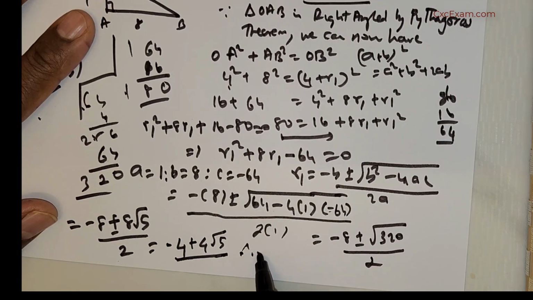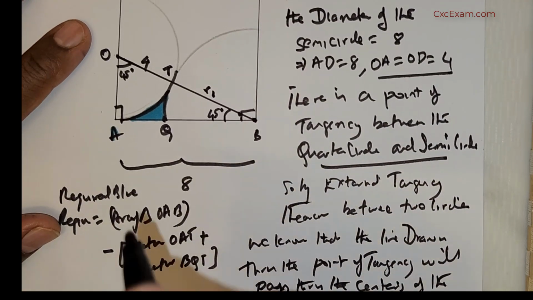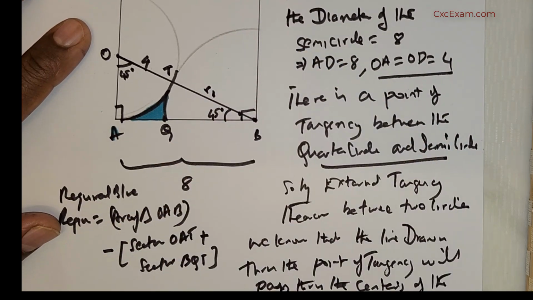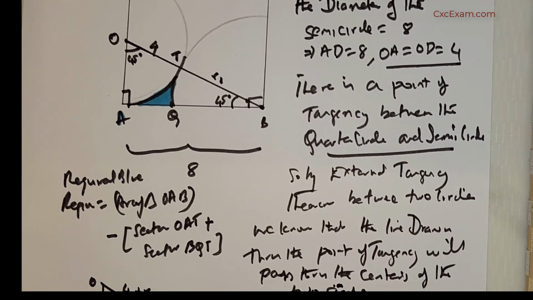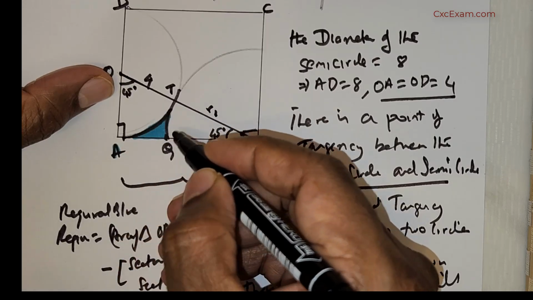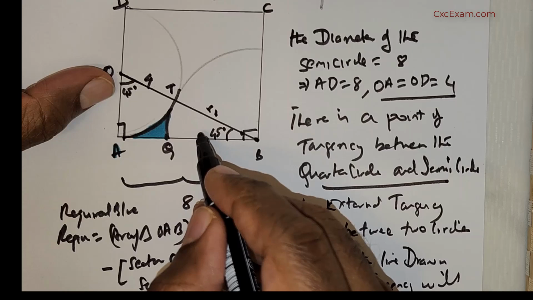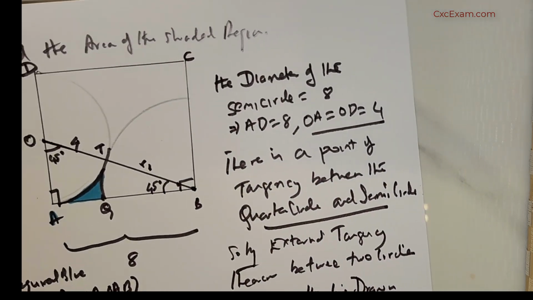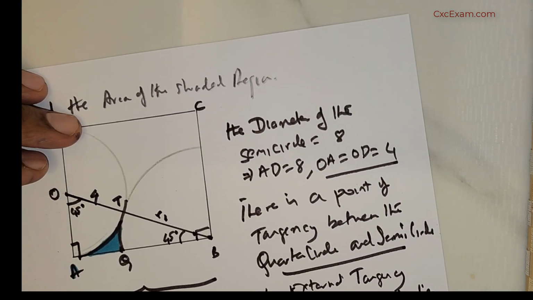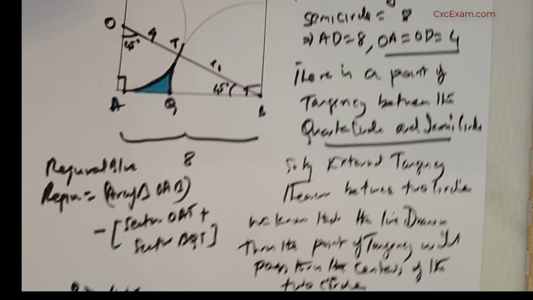So let me write that down. R is equal to negative 4 plus 4 times the root of 5. So this is the value of R. Okay, now having got that, we will have to place that there. Now the question comes to get the sector, and then get this sector. So let me do that. This sector is easily obtained.